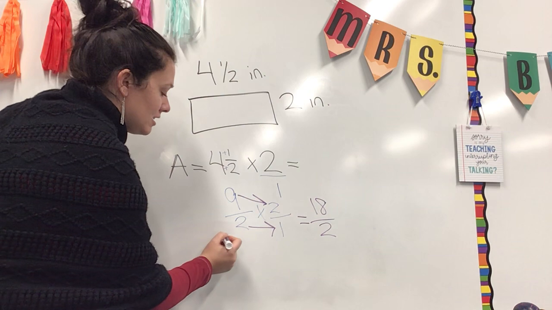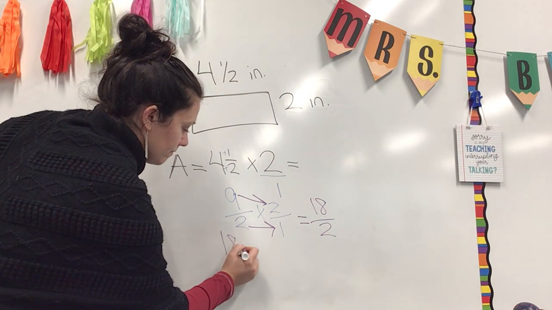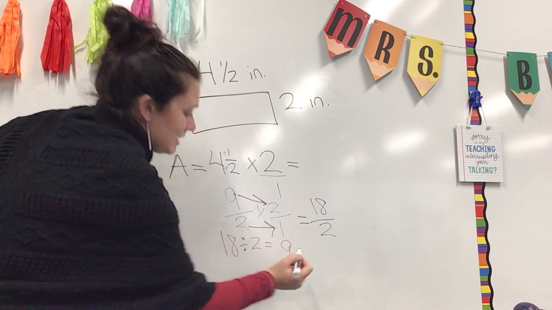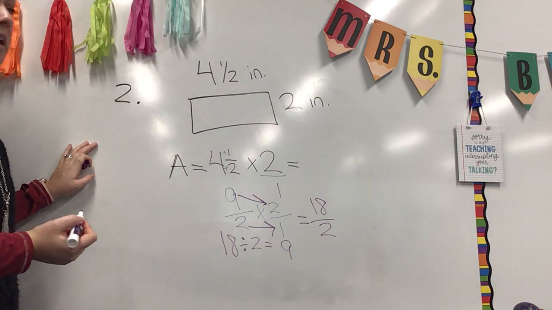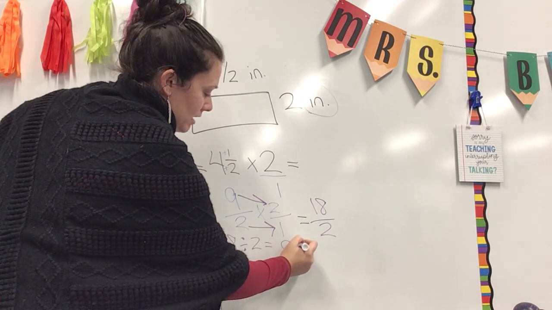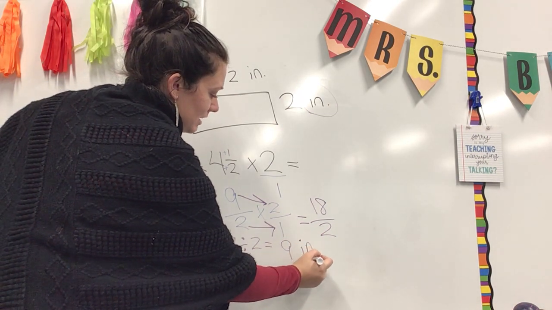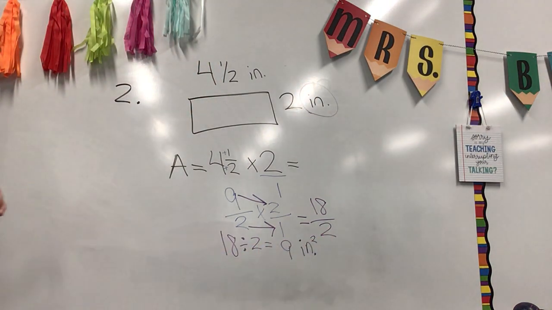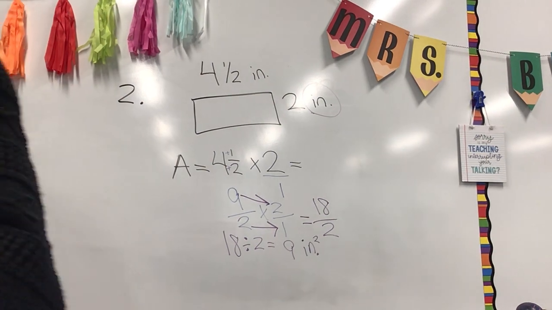How do I simplify this, Bradley? You have to divide 18 by 2, which is 9. Am I done? No. I need inches label. Now, ladies and gentlemen, I'm not going to keep writing out the labels different ways. I always do the 2 exponent, inches squared, and that's how I write it. If you prefer one of the other ways I showed you, feel free.